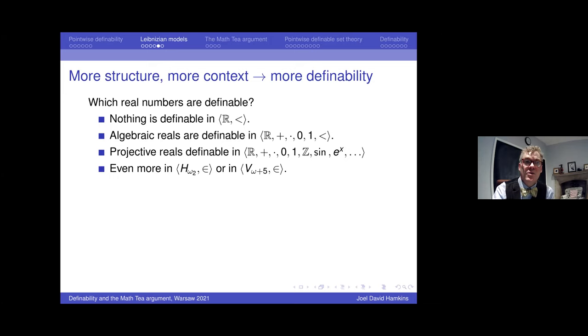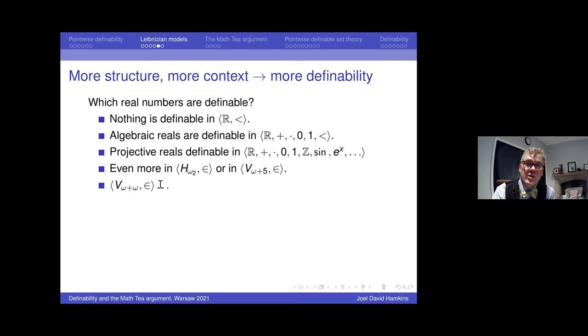Or maybe we want to iterate the power set five times or infinitely many times, and defining reals in here is essentially looking at fifth order logic over the natural numbers. And so those are the fifth order definable real numbers, the ones that you can define inside here. Or we could go up to this canonical Zermelo universe, where for any finite order, those are the reals we can define there.